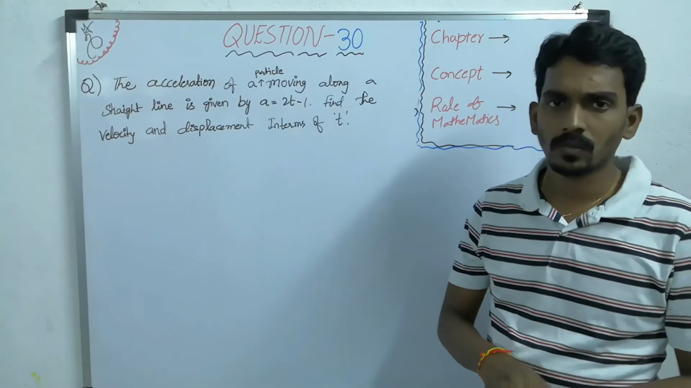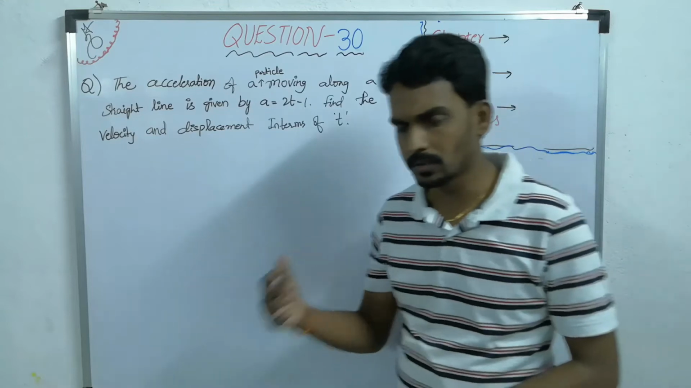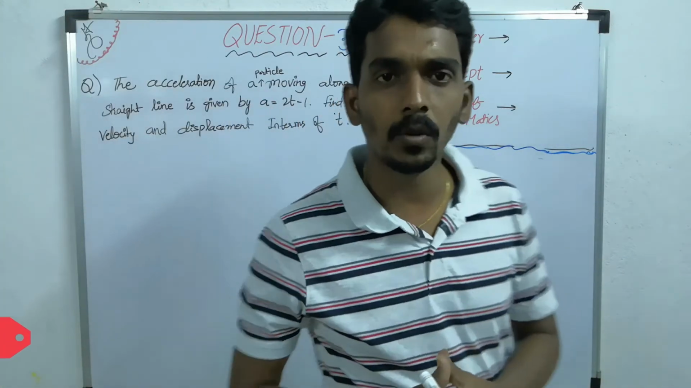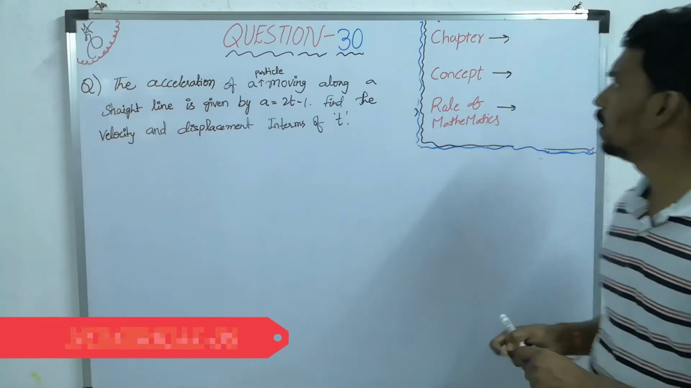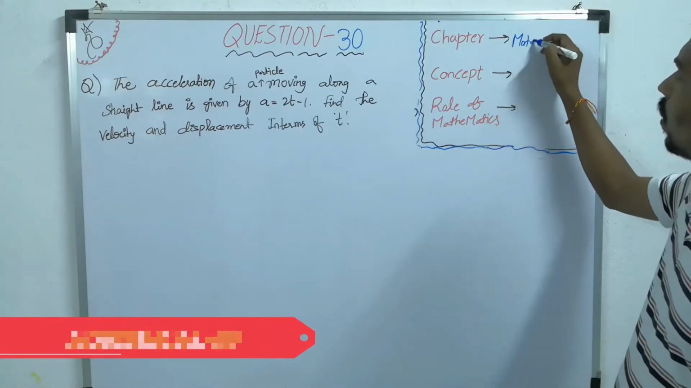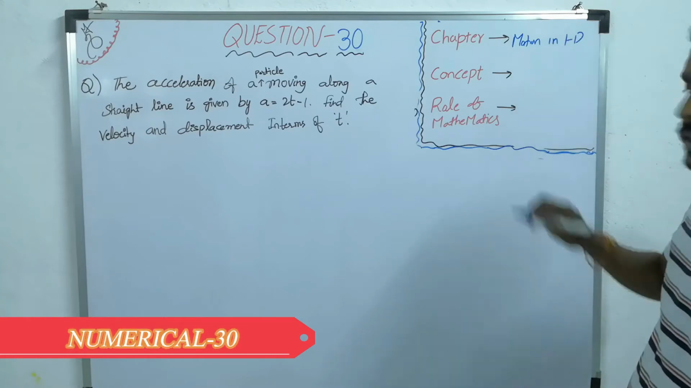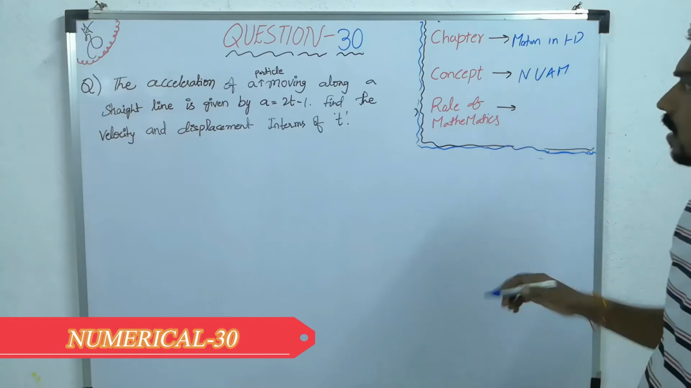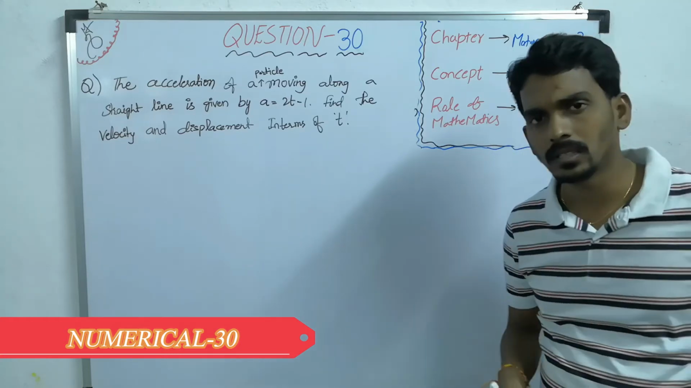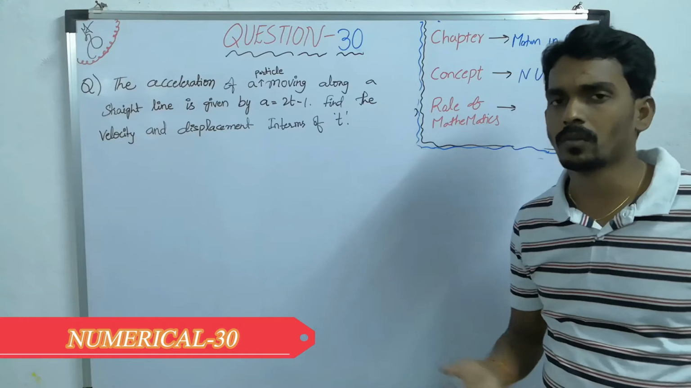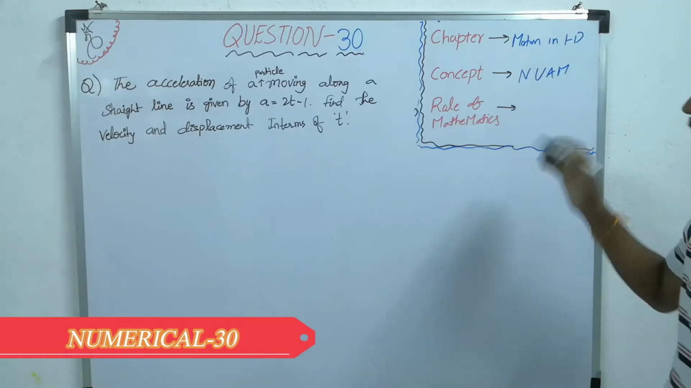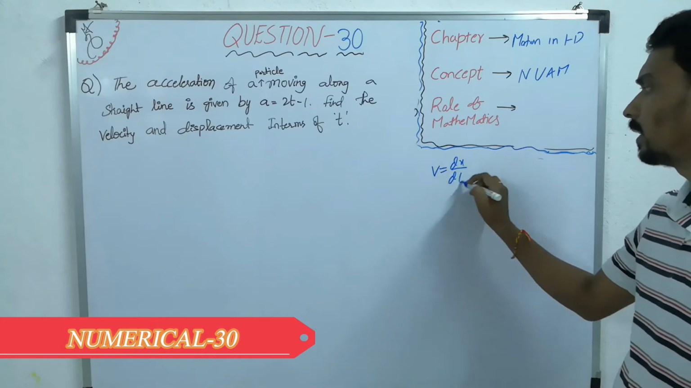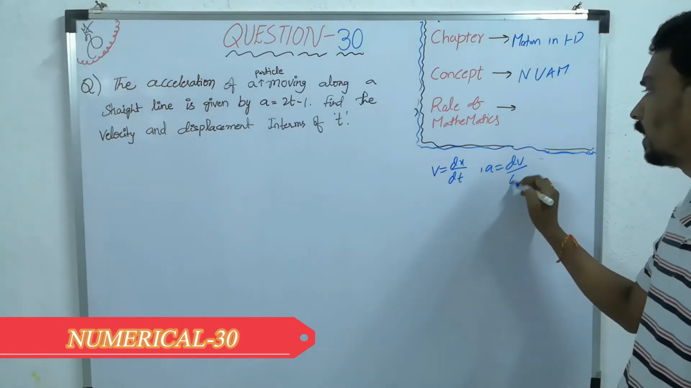In the previous 4-5 questions, like 25, 26 or 29, we discussed differentiation. It was the same motion in one dimension, and the concept is non-uniform accelerated motion, where acceleration depends on time, displacement or velocity. Then we use differentiation, where v equals dx by dt and a equals dv by dt.